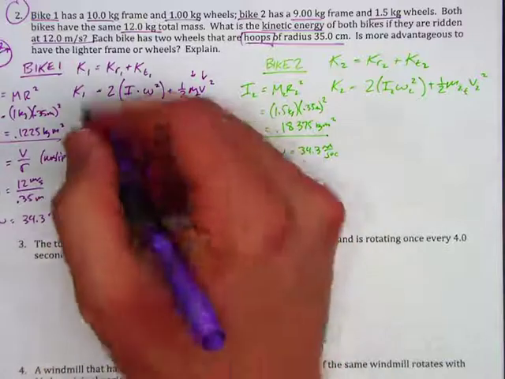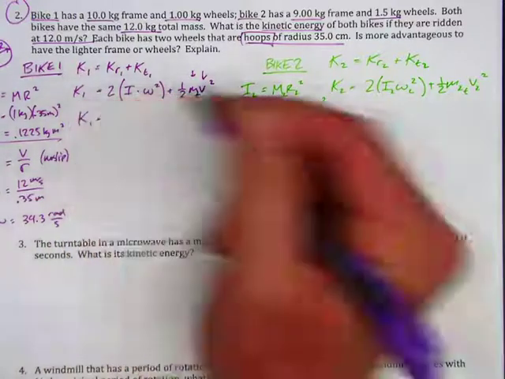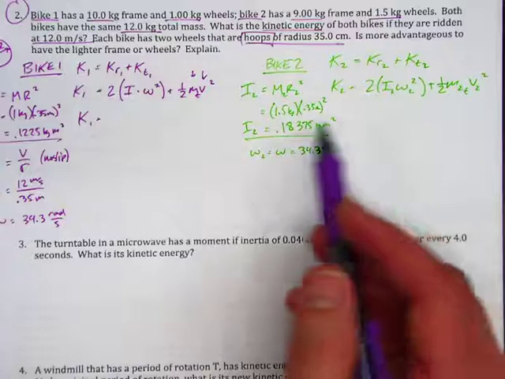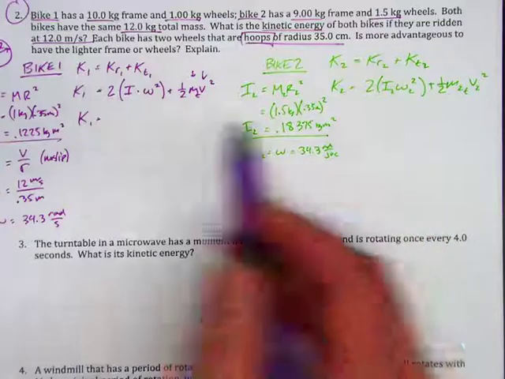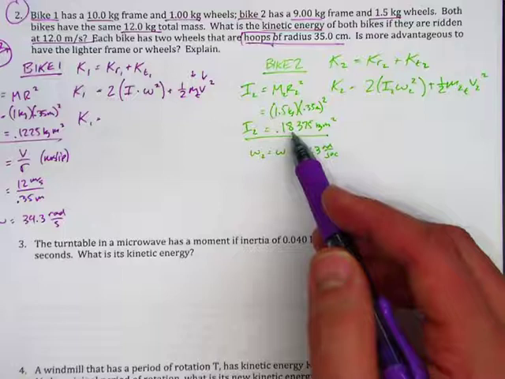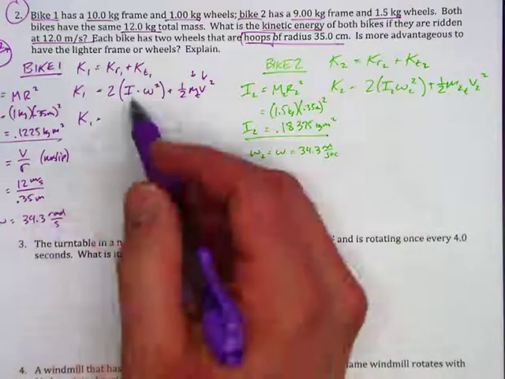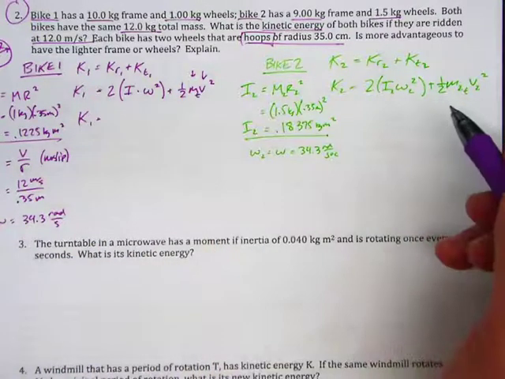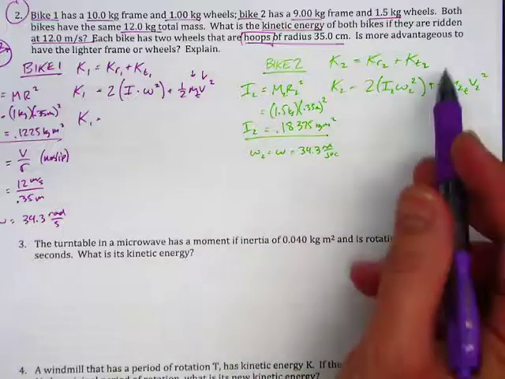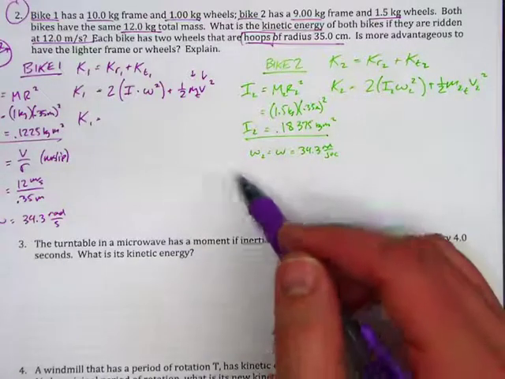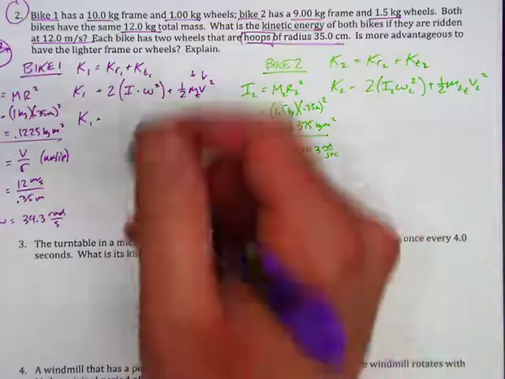So k sub 1, let's just try to figure out what's different, right? The only thing that's different is the moment of inertia of bike 1 is less than the moment of inertia of the tires of bike 2. But the omega is the same, the mass total is the same, and the speed is the same. So right away I should know that bike 2 is going to have slightly more kinetic energy than bike 1 will. Okay? So let's multiply this out.